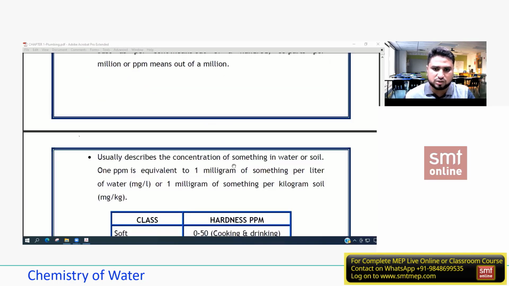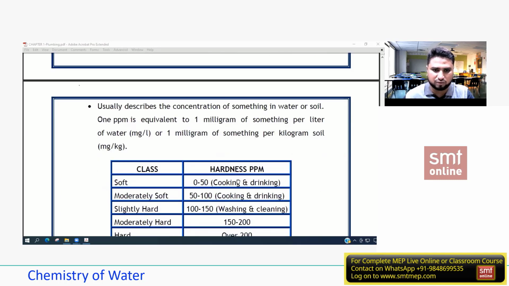It usually describes the concentration of something. Concentration of what? Calcium and magnesium salts in water or soil. 1 ppm is equal to 1 milligram of something per liter, or 1 milligram of something per kg of soil. Ignore this, it is one and the same, just saying it in terms of soil and fluid.